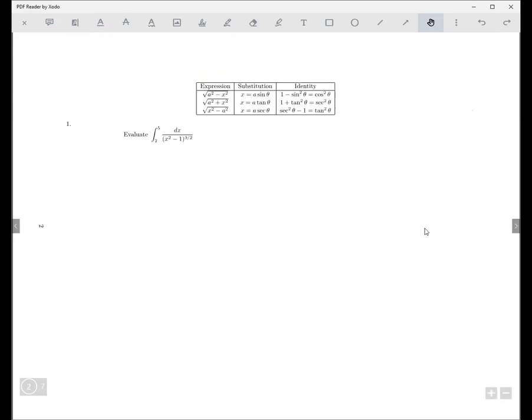Okay, so let's go to the first example. The integral from 2 to 5 of dx over (x squared minus 1) to the 3/2. Here, this compares well with this last one right here. If we let a be 1, so a is 1 here, that means the substitution is going to be x equals just plain old secant theta.